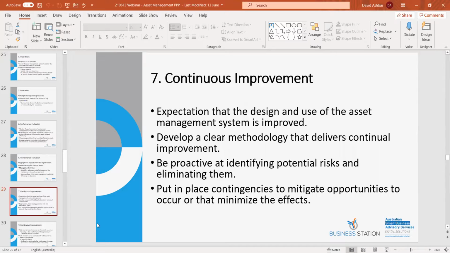So continuous improvement, an important element of the standard. Every year that an auditor comes in and looks at your management system, they're going to want to see evidence of improvement upon the previous year. So looking at the design and use of the system, looking at the methodology that you put in place to deliver improvement, encourage employees and management to identify risks and eliminate them, and also identify opportunities for improvement.